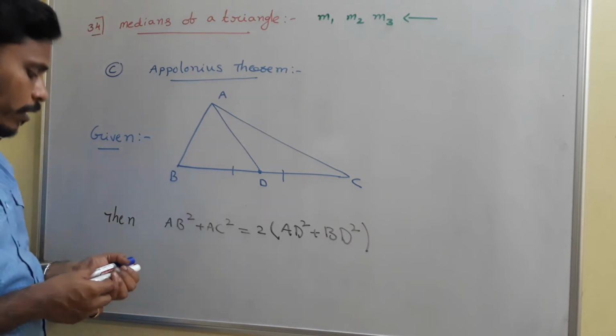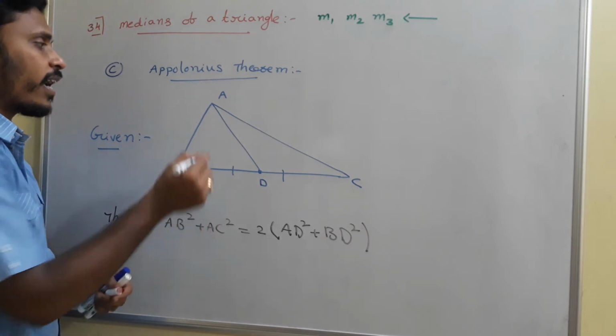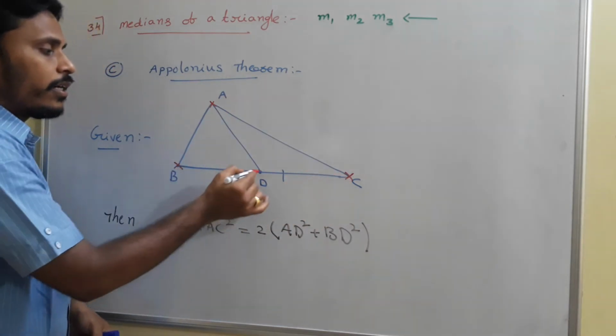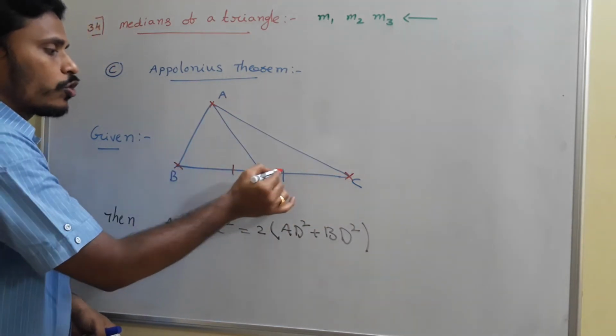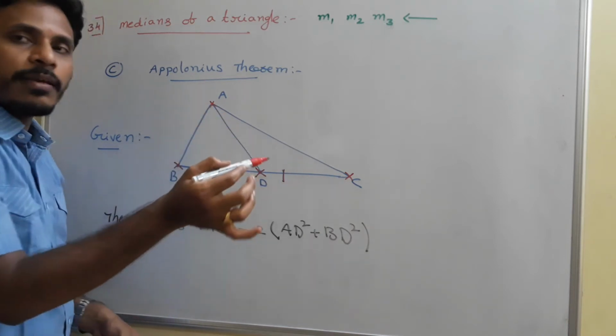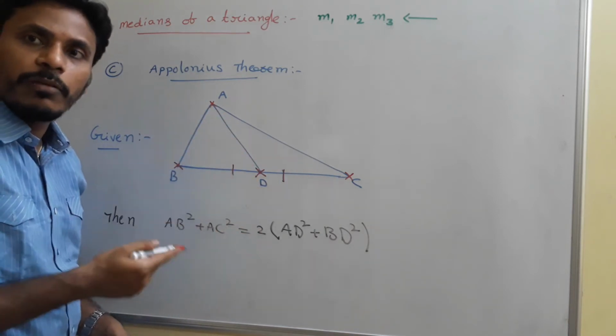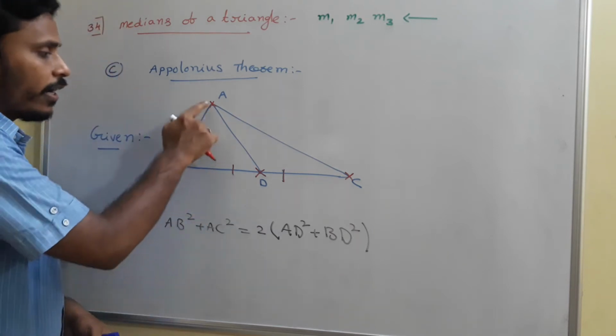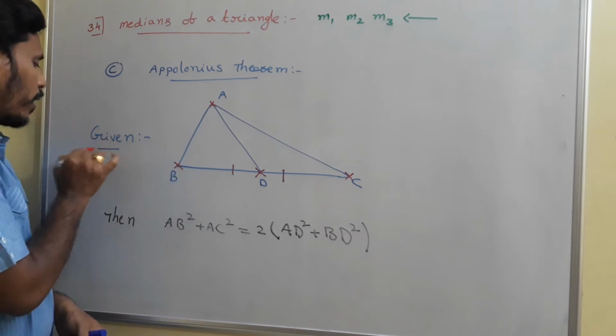Just have a look. Suppose we have a triangle ABC, and D is the midpoint of BC. So these two are equal, and that's why it is the midpoint. If you join AD, it is a median. There exist three medians in a triangle. You just now pay attention to one median AD. This is all the given part.